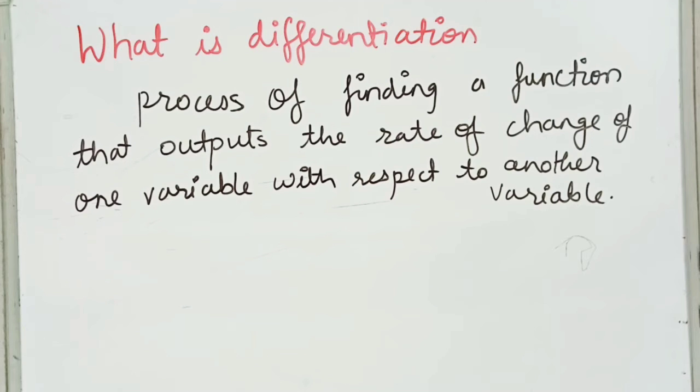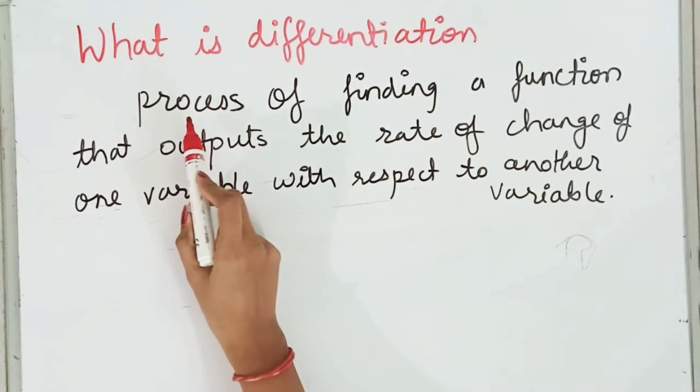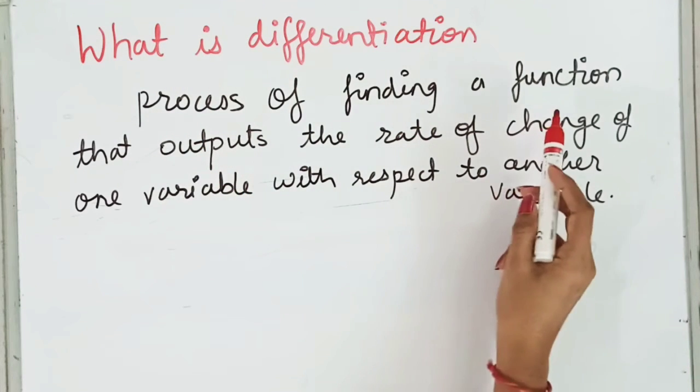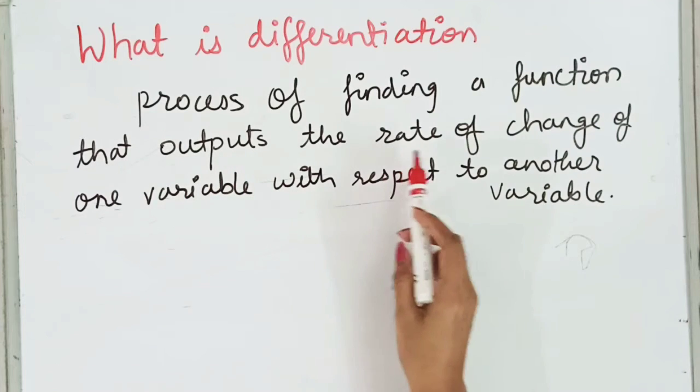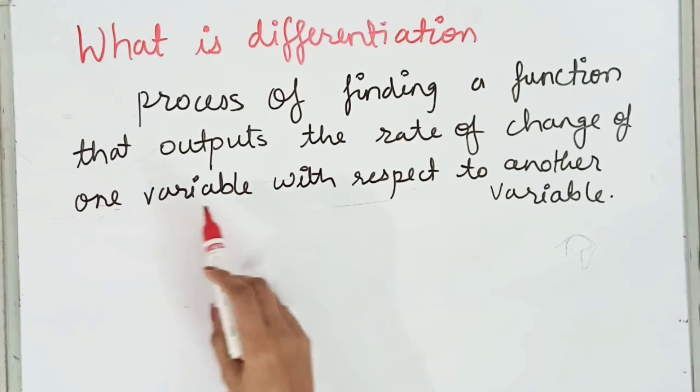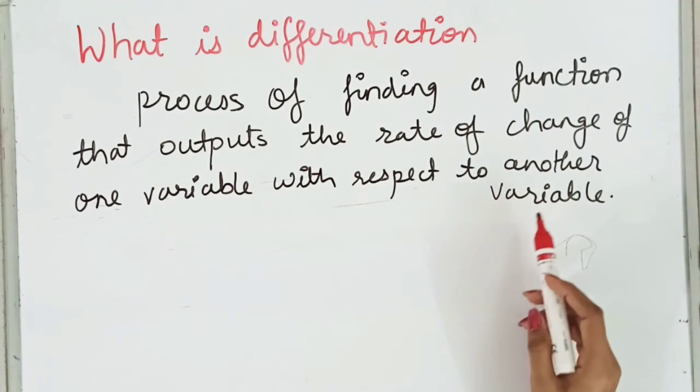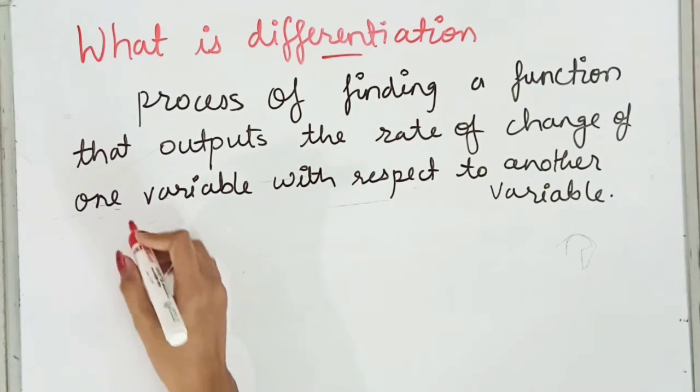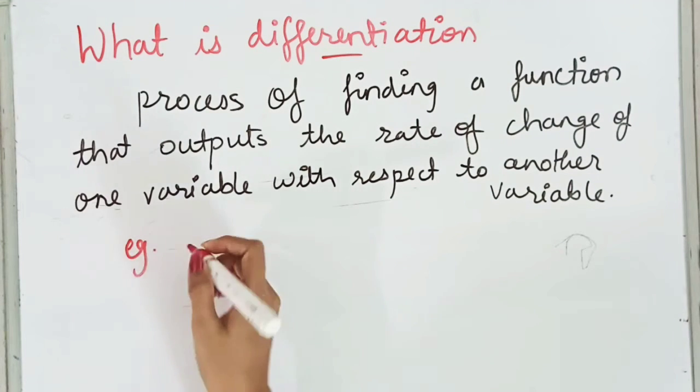Hello friends, today our topic is differentiation. Now what is differentiation? It is the process of finding a function that outputs the rate of change of one variable with respect to another variable. Now let's see one example.